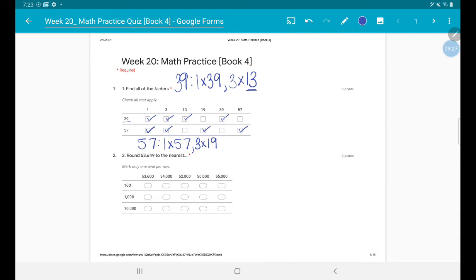The next question asks you to round the number 53,649. First, we're going to round to the nearest hundred. So I'll look in my hundreds place. I have 6 hundreds. Look next door to my tens. There's a 4 in the tens place. That's below the midpoint. So 53,649 will round to 53,600.